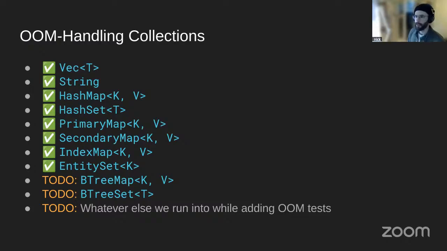Yeah, handling collections. We have a bunch of them landed in tree. We have Vec, String, HashMap, etc. You can look at all of that. We will need BTreeMaps and BTreeSets, but we have not implemented them yet. And then basically whatever else we run into while adding OOM tests. Haven't seen too much of anything else, but this is where we are so far.